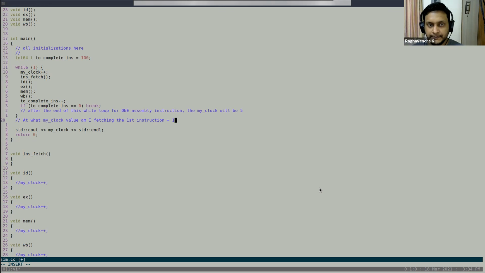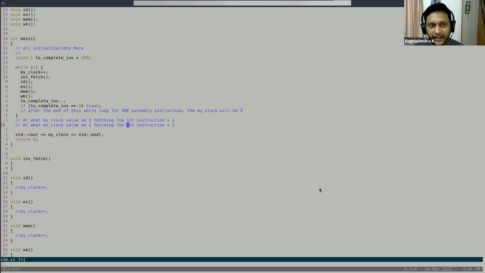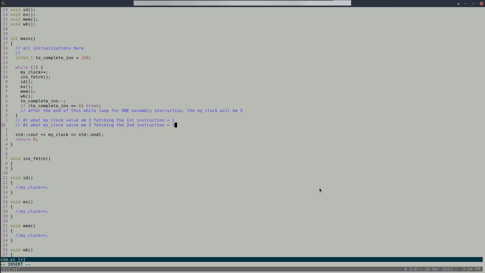So the first instruction was fetched when my clock value is 1, right? Yes. So I understood why it's pipelined now, if there are no stalls and it's perfectly fine. Now, at what my clock value am I fetching the second instruction? 2, right? So I actually pipelined this, or did I not? If it's a perfect pipeline with no issues, this is fine.